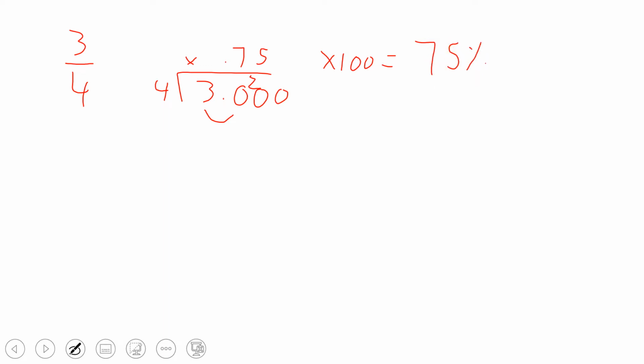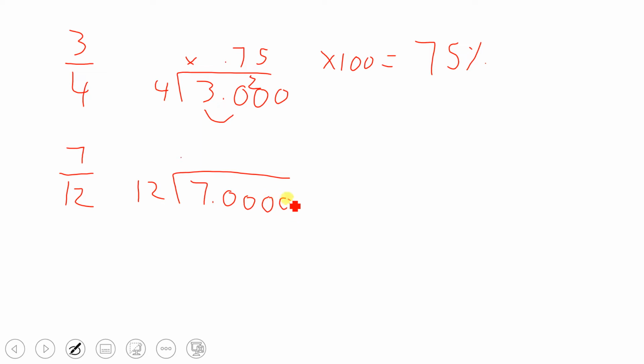Now we'll go one that's a little bit trickier. Let's go 7 out of 12. So same again. The denominator will go on the outside and the numerator goes on the inside. And we do the dot and the zeros, as many as we wanted.